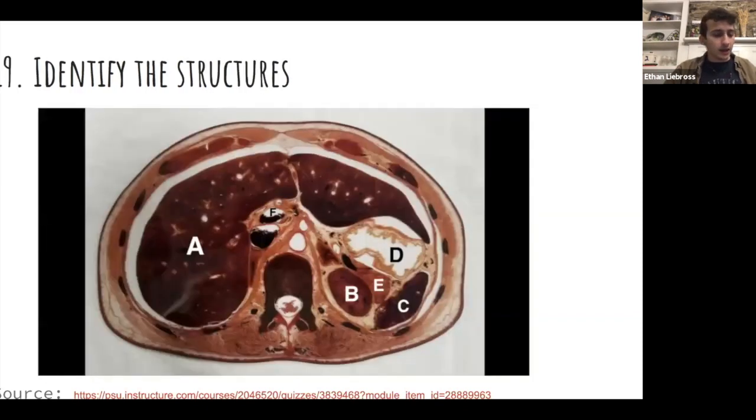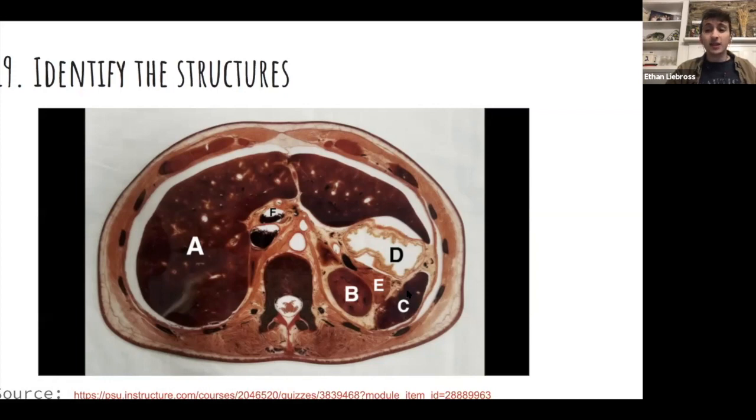So for 19, here we have a transverse cross-section again. And again, we're asked to identify some of these structures. So A, it's a big structure. A is kind of the easiest. It is going to be the liver. So B, the hint we had is that it's a structure that filters blood, and it's the left pair, which kind of implies that there's two. So it's the kidney. For C, it's also an organ that filters blood.